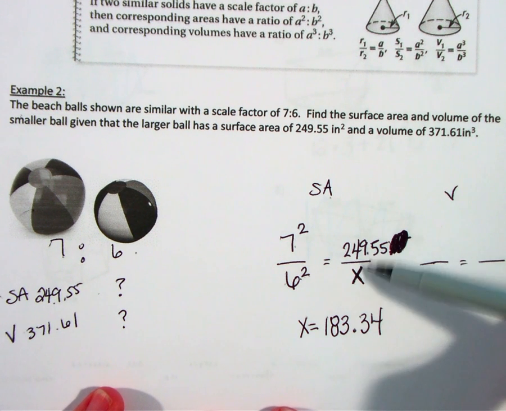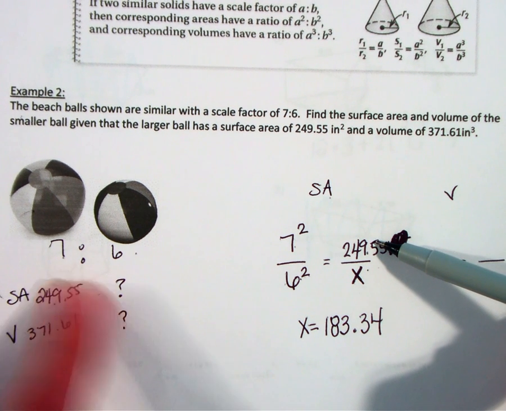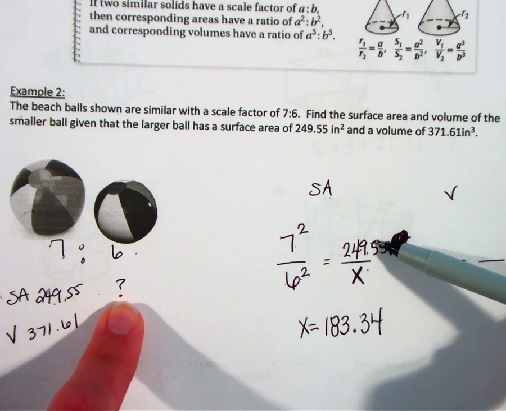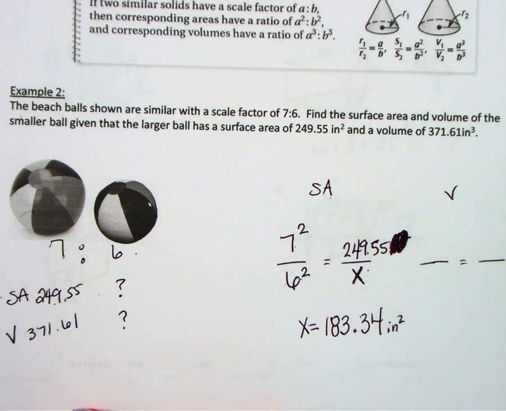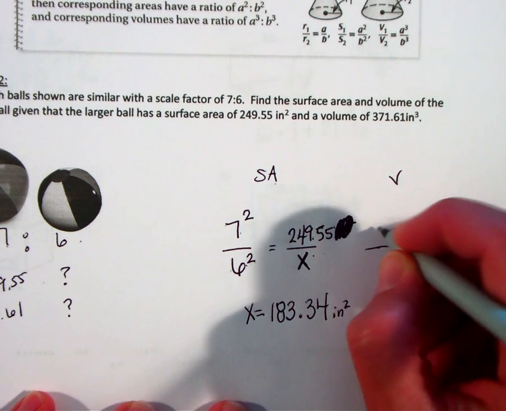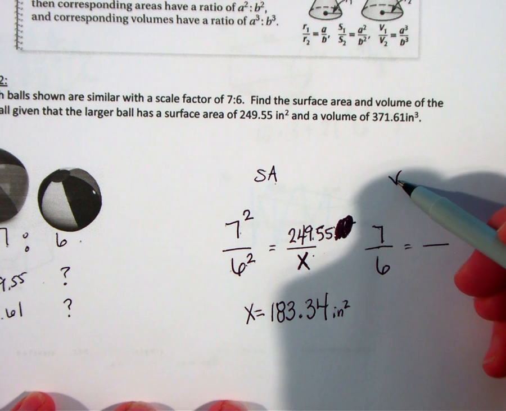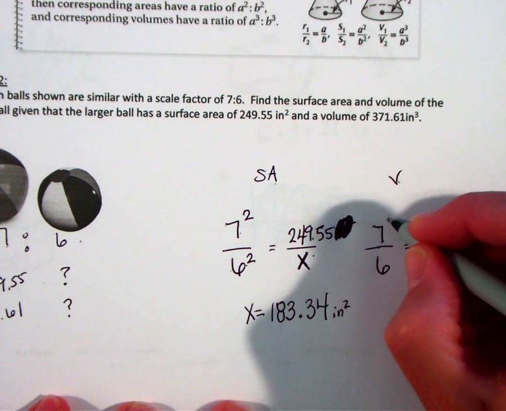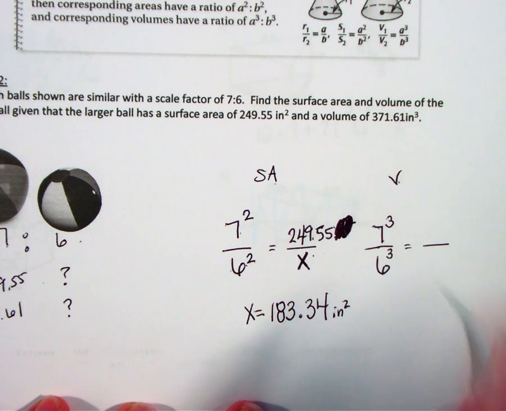Is it smaller than the given surface area? Yes, and it should be, because we're finding the surface area of the smaller beach ball. And this would be inches squared. Okay, now you're ready to do volume. So the ratio of the side lengths is 7 to 6. But is 7 to 6 the ratio of the volumes? No. The ratio of the volumes is 7 cubed to 6 cubed. And why is that? It's because volume is measured in inches cubed.